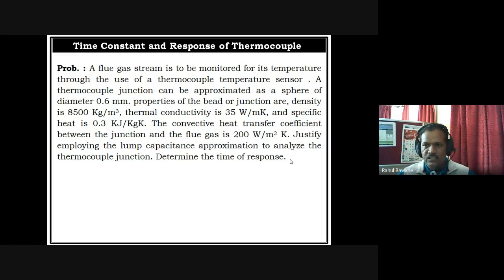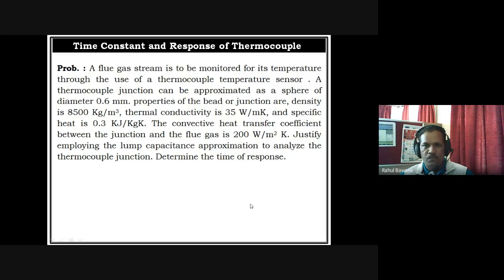So it is a similar kind of numerical to the one we just saw. There, a particular 99% of the initial temperature difference was given, and here the wording itself says 63.8%, because time of response is nothing but 63.8% of the initial temperature difference.